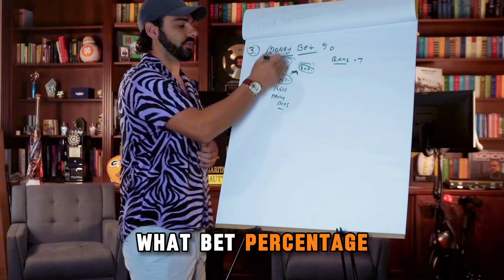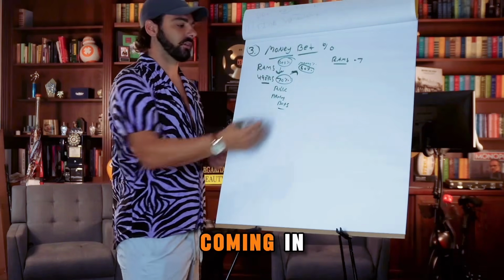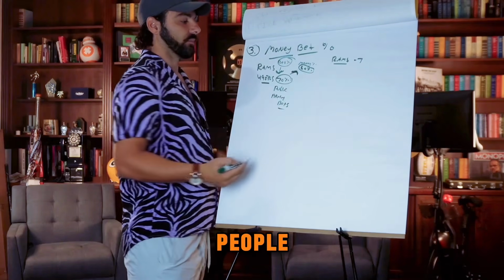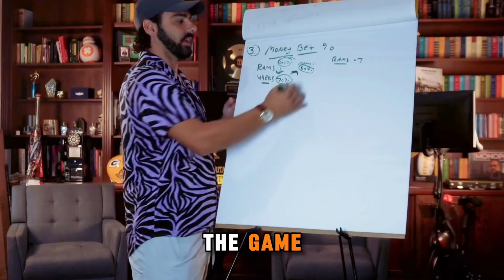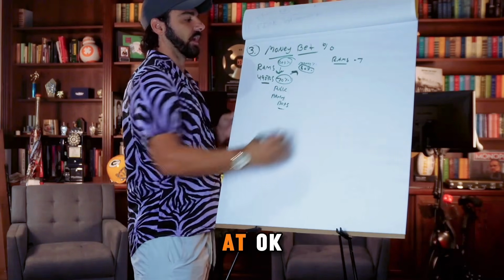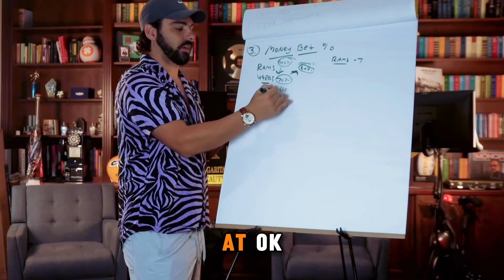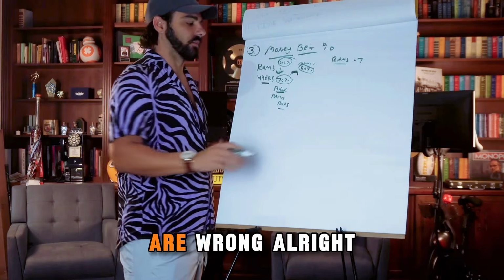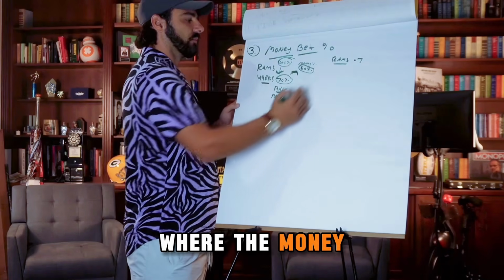All right, that's what bet percentage is. Bet percentage is the number of tickets that are coming in. So there's a heavy amount of tickets coming in. But the money, the big money, people that are putting thousands and thousands of dollars on the game, this is where we want to be at. Okay, we don't want to be where the small people are at. The small people, they're not always wrong, but majority of the time they are wrong. All right, you want to be where the money's going to be.